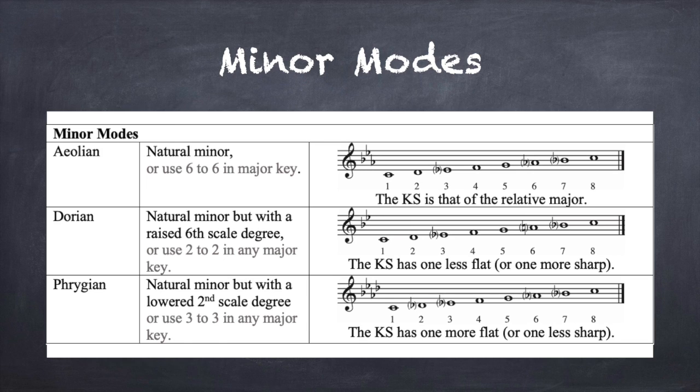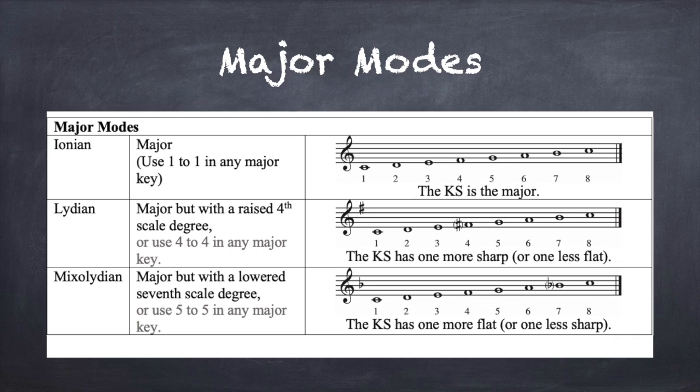Note that the key signature for Dorian has one less flat, or one more sharp, than the Aeolian does. The Phrygian mode is natural minor but with a lowered second scale degree, or you can run 3 to 3 in any major key signature. Note that the key signature for Phrygian has one more flat, or one less sharp, than the natural minor.